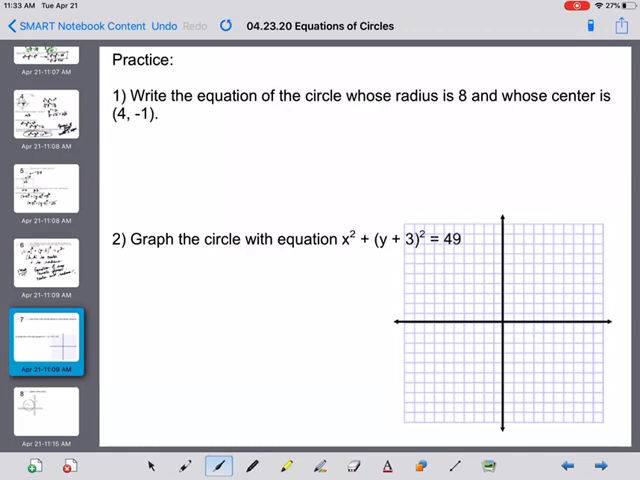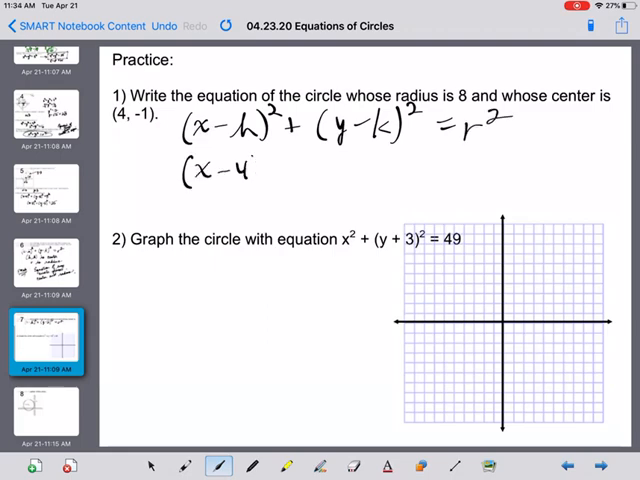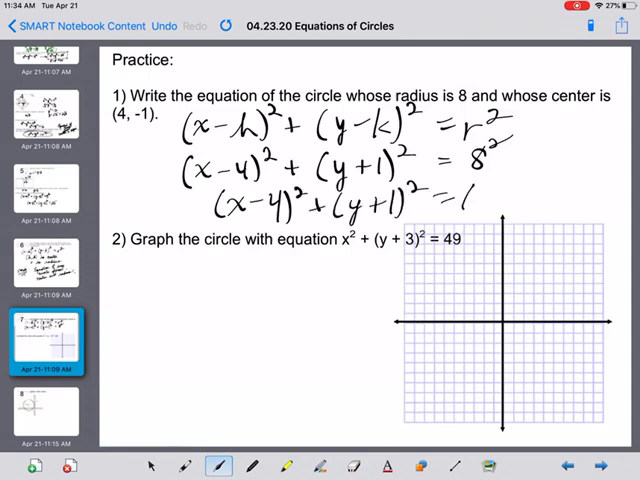Write the equation of the circle whose radius is 8 and center 4, -1. So the general form is x minus h squared plus y minus k squared equals r squared. So x minus 4 squared plus y, now it's minus -1 squared equals 8 squared. So you just write it out this way, and you're done. And you don't have to do any foiling, you just leave it in this form.